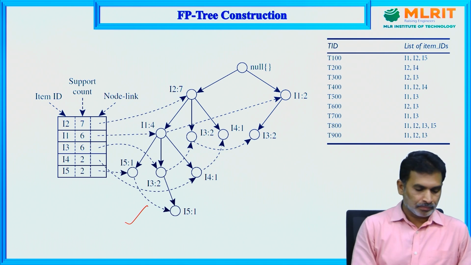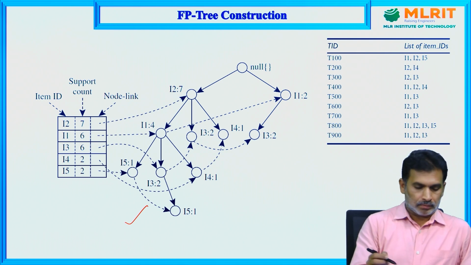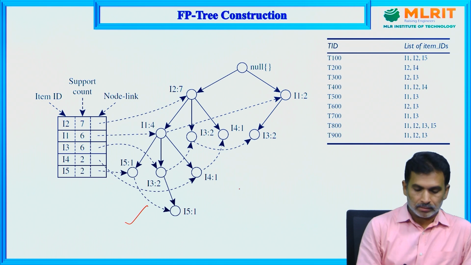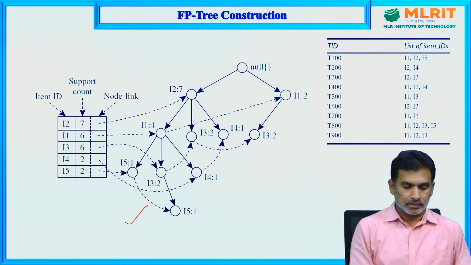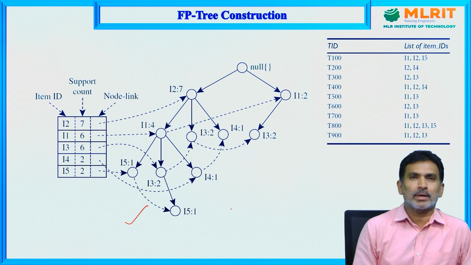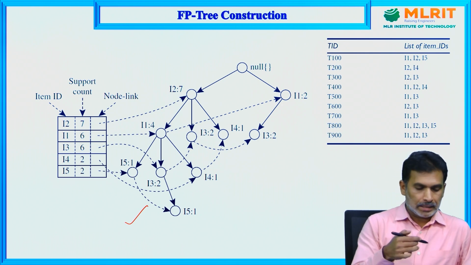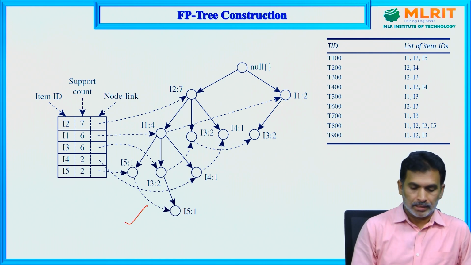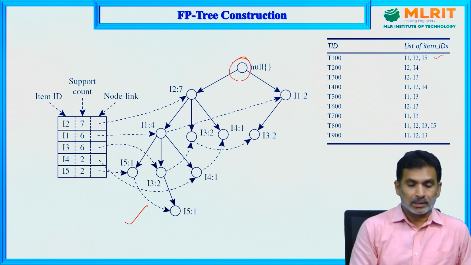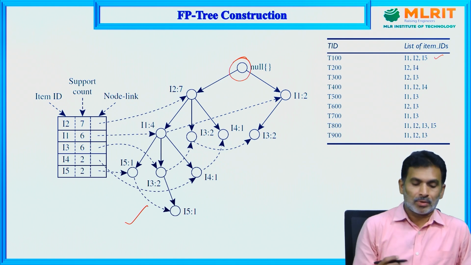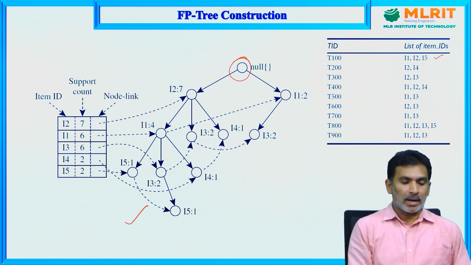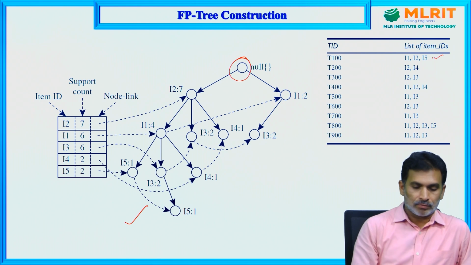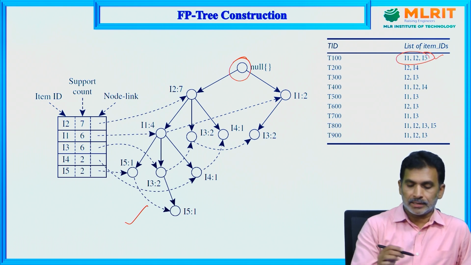In step 1, we have to find the frequent one-item sets, and then order the frequent one-item sets in frequency decreasing order. Then we have to process each transaction. First we need to create a root node with the label null, and then process each transaction at a time. While constructing the tree for the first transaction, first we need to sort the items in this transaction.